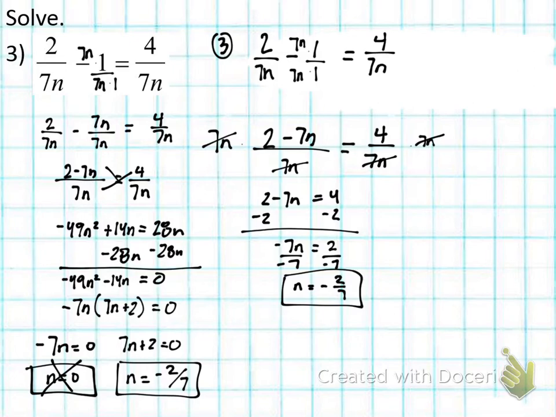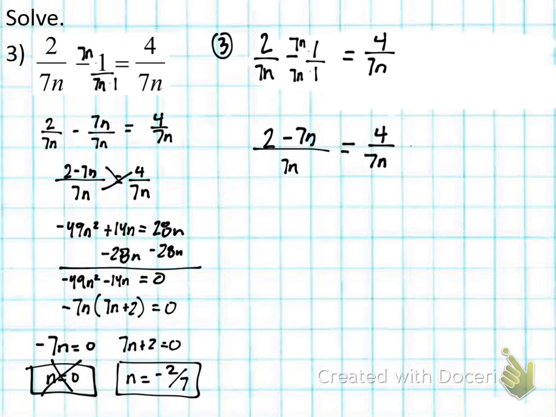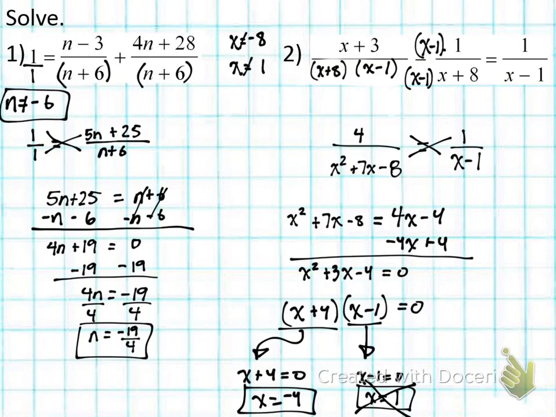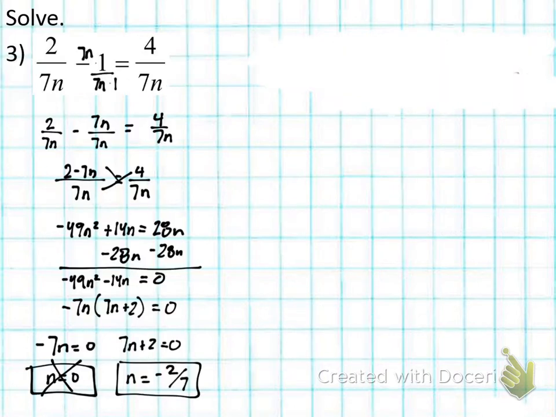So what's the way you could predict extraneous solutions? What's the way? I heard someone say it. Excluded values. Do excluded values always mean extraneous solutions? Yes or no? No. Look at number 1. Was my excluded value an extraneous solution? No. So do your excluded values always prove to be extraneous solutions? No. Y'all follow me?